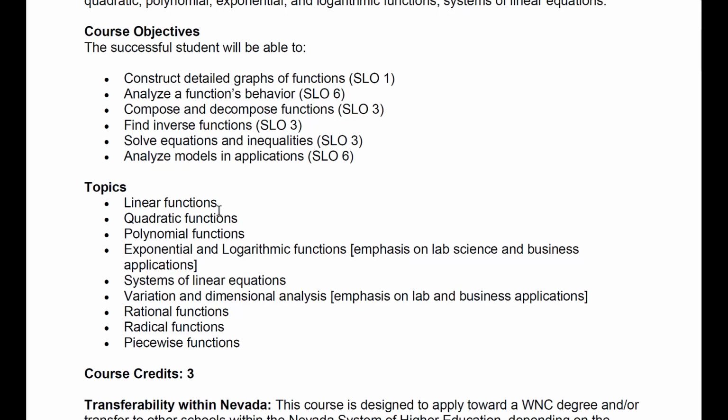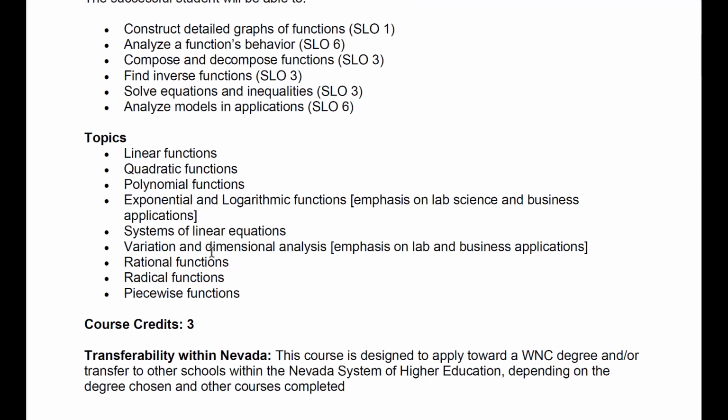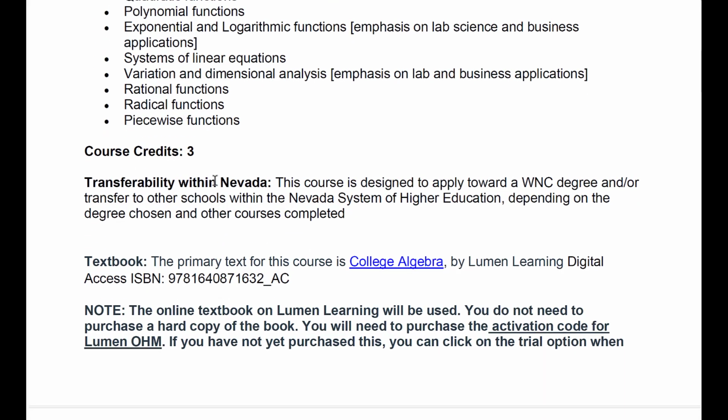Our topics are linear functions, quadratic functions, polynomial functions, exponential and logarithmic functions, systems of linear equations, variation and dimensional analysis, rational functions, radical functions, and piecewise functions. So it's 3 credits. Transferability within Nevada: this course is designed to apply towards a W&C degree and/or transfer to other schools within the Nevada System of Higher Education, depending on the degree chosen and other courses completed.